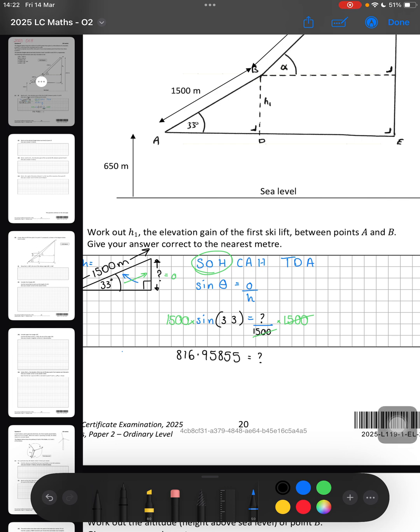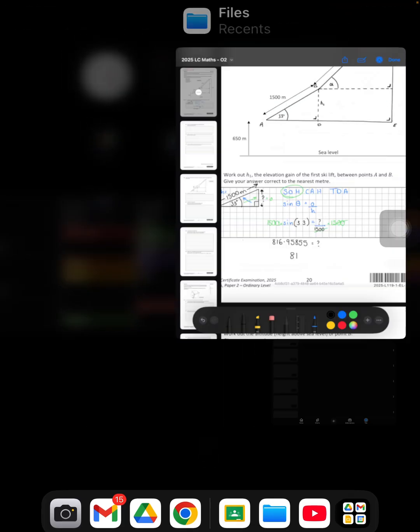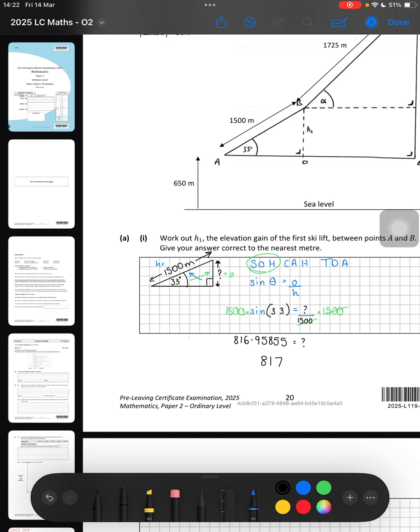Okay, and it says, so I think I've finished my question, and then I go back and reread it, and it says, give your answer correct to the nearest metre. Okay, so I'm going to be giving my answer as 817. And then my unit is metres. Okay.